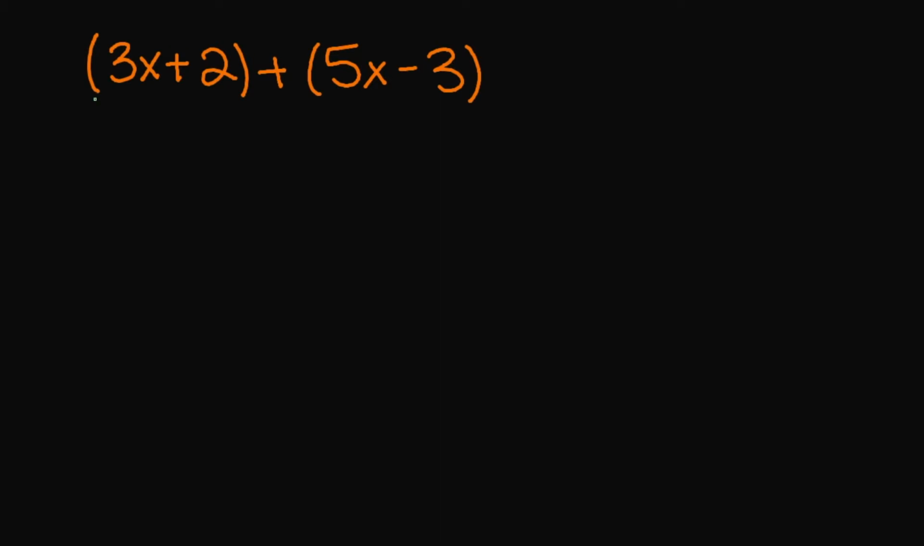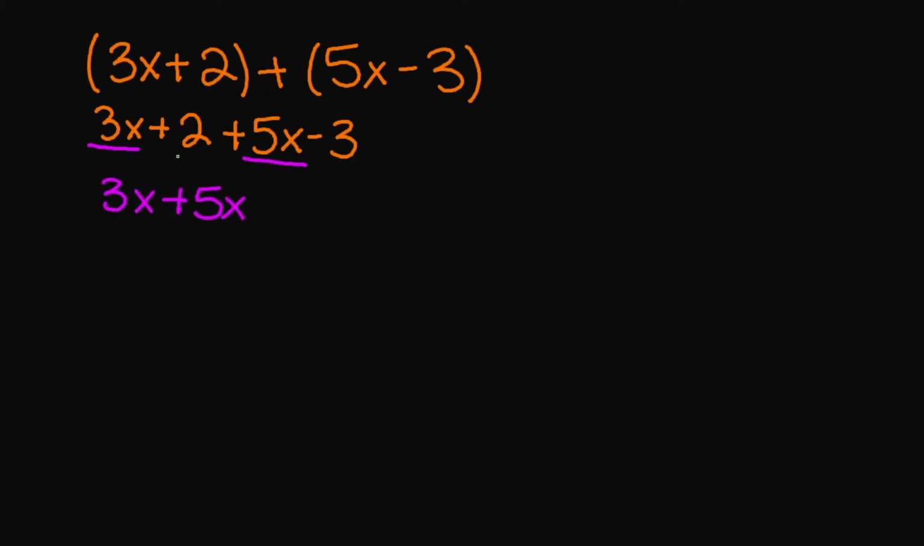So first, let's go ahead and get rid of the parentheses and clean this up a little bit. So we have 3x plus 2 plus 5x minus 3. Now I'm going to place my like terms right next to each other. So we have 3x here and 5x here, so I'm going to write 3x plus 5x. And then I have a plus 2 and a minus 3, so I'm going to write plus 2 and minus 3.